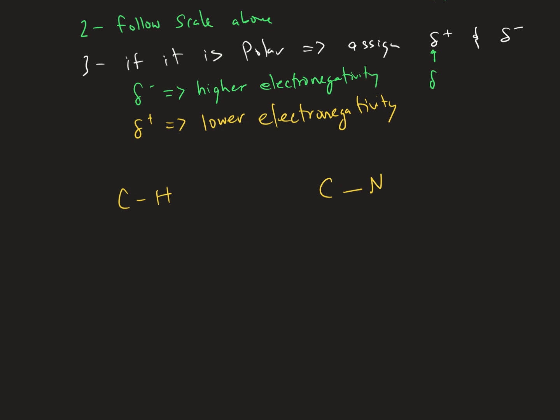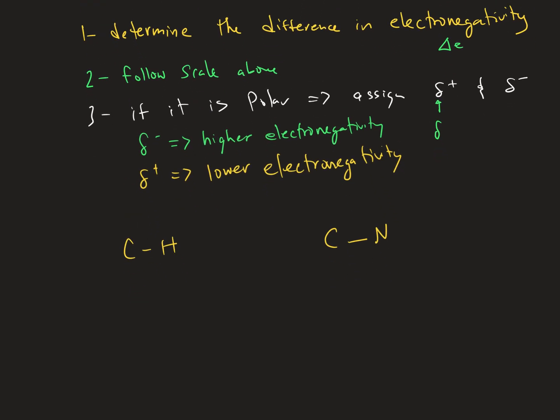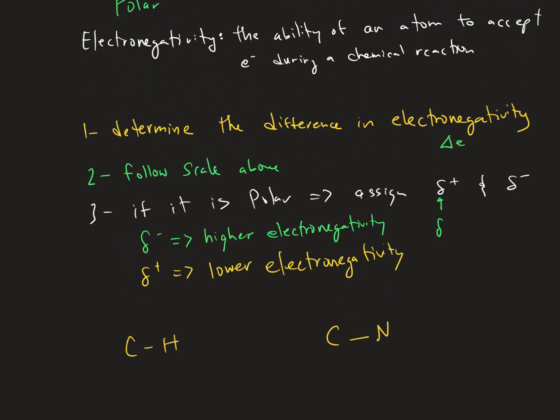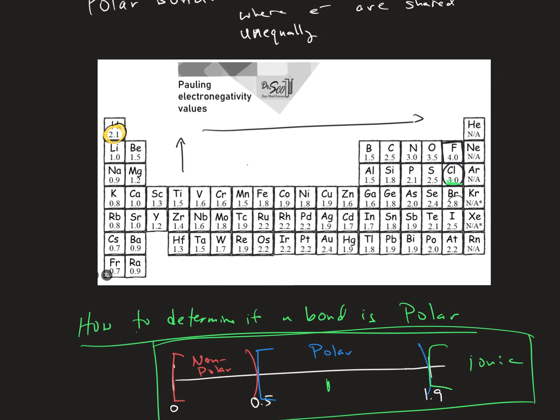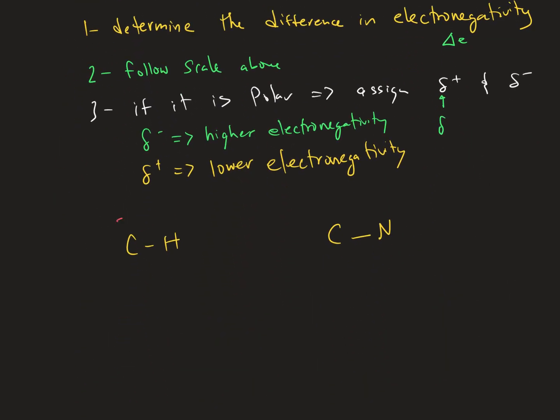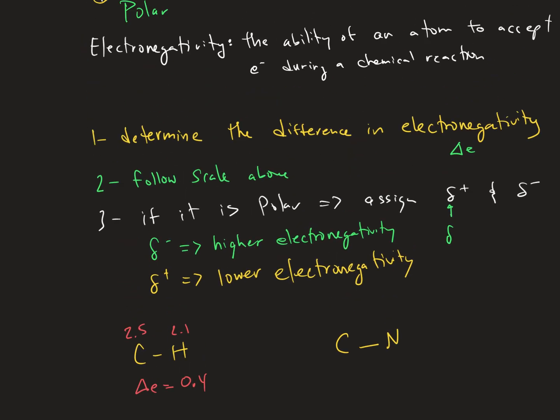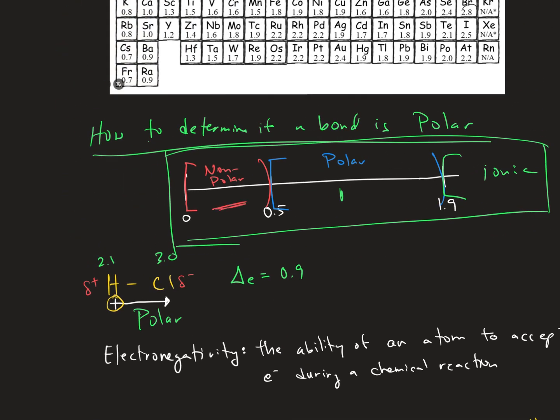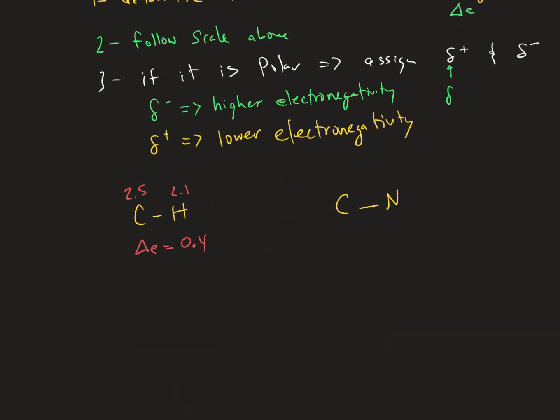Together? All right. So the first step is determine the difference in electronegativity. What's the electronegativity value for carbon? 2.5, and for hydrogen is 2.1. So 2.5, 2.1. What's the difference in electronegativity? 0.4. Therefore, it is nonpolar. So which one's partial positive and partial negative? We don't worry about it.